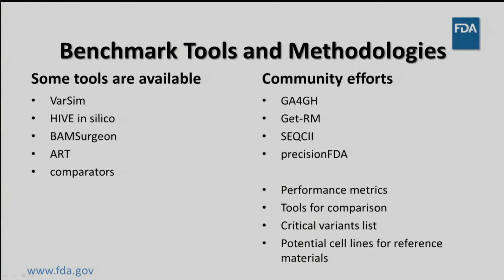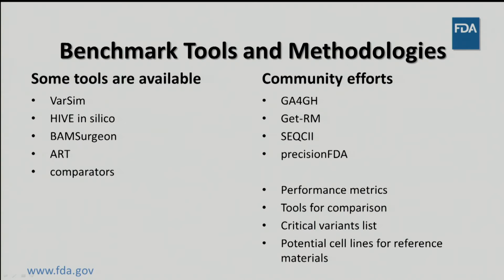There are some tools available to generate benchmark datasets, such as Varsim, Hive in Silico, BAMSurgeon, and ART, and some comparator tools. They are all available on the PrecisionFDA platform. The NGS community has put a lot of effort into creating benchmark reference materials, datasets, and methodologies. Major players include Genome in a Bottle, GA4GH, the GeT-RM group from CDC, and the Sequencing Quality Control Consortium from NCTR FDA and the PrecisionFDA team.